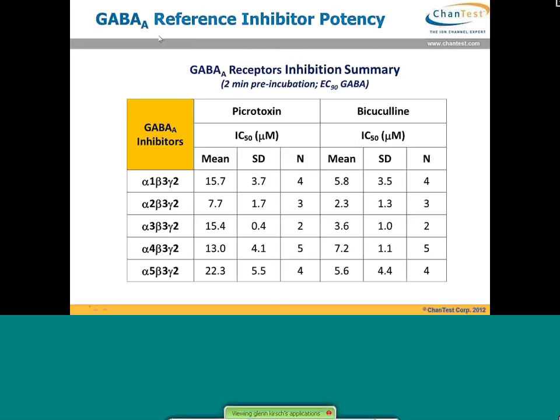When we compare the inhibitor potencies for the different subtypes, we don't get very much selectivity amongst the subtypes, which is consistent with the published results: picrotoxin giving IC50s of around 10 to 16 micromolar, and bicuculline in the range of 2 to 5 micromolar IC50s for all the subtypes.